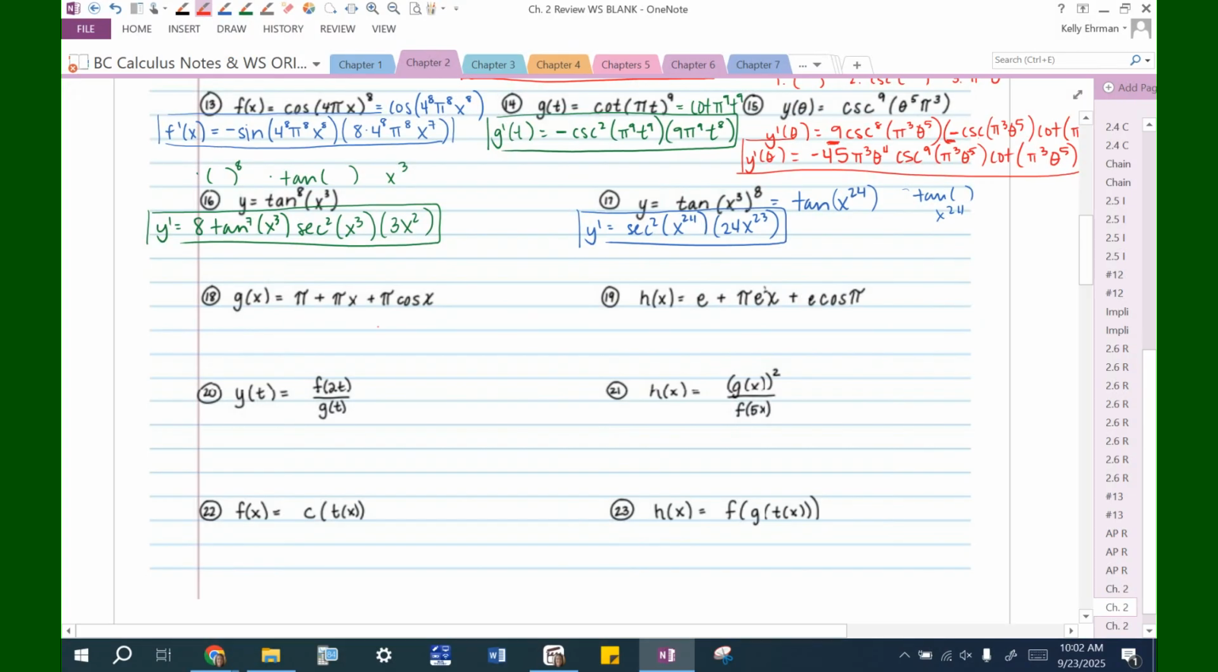For the next one, this is a constant. There's nothing crazy happening on this. This is just g prime of x. The derivative of a constant is 0. The derivative of the next term is pi times 1. The derivative of cosine is negative sine, so I'm going to write minus pi sine x. There's no chain rule happening on that one.